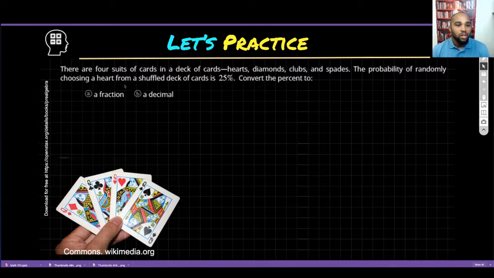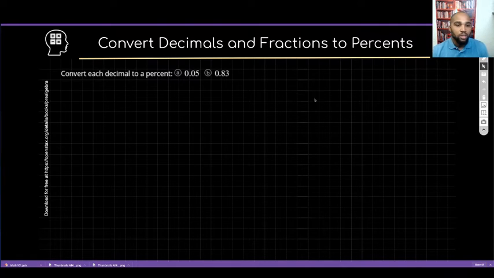Deck of cards. There are 4 suits of cards in a deck: hearts, diamonds, clubs, and spades. What's the probability of randomly choosing a heart from a shuffled deck of cards? Well, there's a fourth of each one, so that's 25%. We're just worried about transforming that to a fraction and then to a decimal. Because that decimal that's understood to be there moves 2 spaces over, gives us 0.25. And again, you can check that on your calculator, but you should get the same thing.